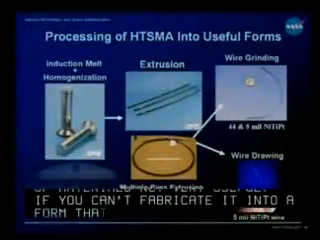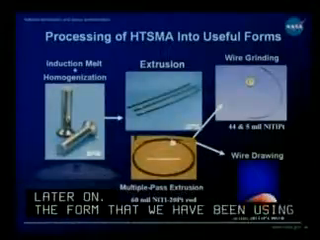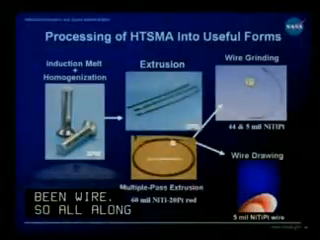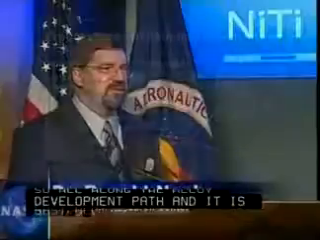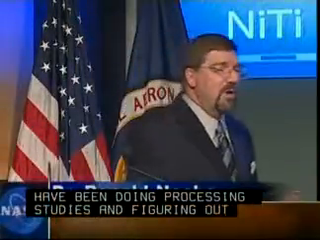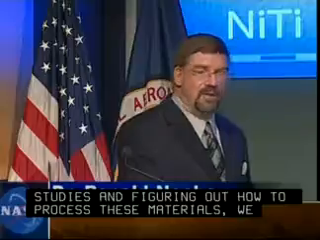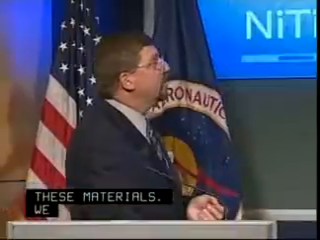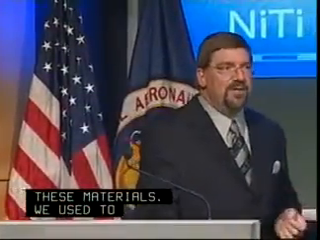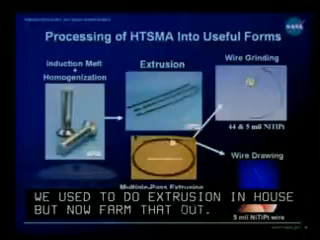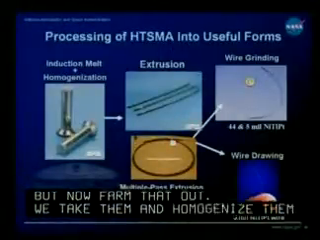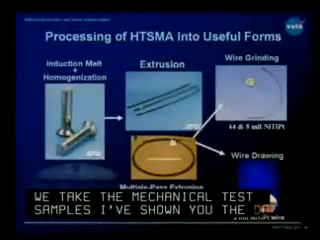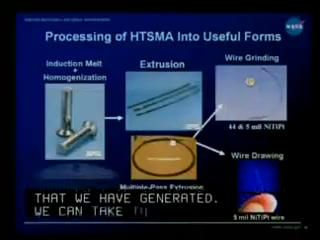And the form that we've been using a lot in our demonstrators has been wire. So all along the alloy development path, and it's basically a parallel path, we've been doing processing studies and figuring out how to process these materials. We actually induction melt, and we do the induction melting in-house at Glenn for these materials. We used to do extrusion in-house, but we now farm that out. So we'll take the ingots that we induction melt, we homogenize them, we have them extruded into rod, and from that rod we take the mechanical test samples that I've shown you all the data that we've generated. Or we can take those rods and have them re-extruded into finer diameter rod. And from that fine diameter rod we can do one of two things.